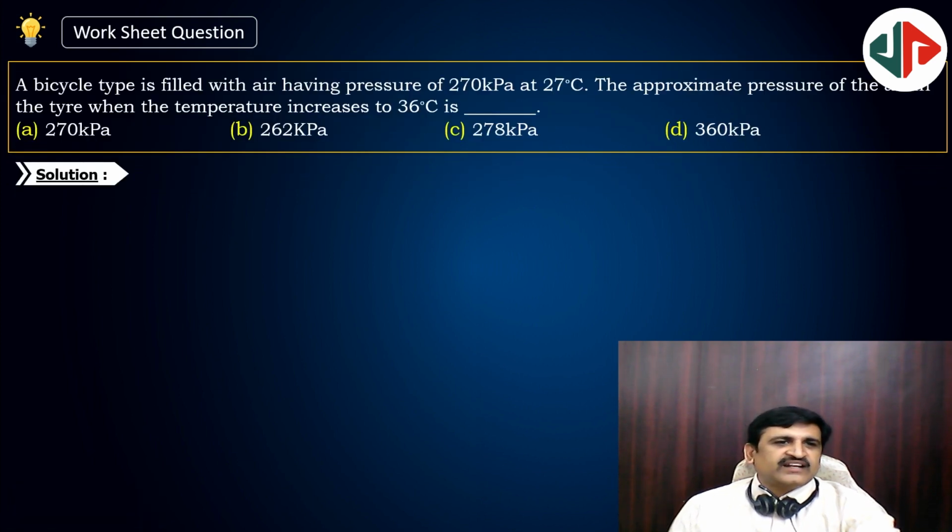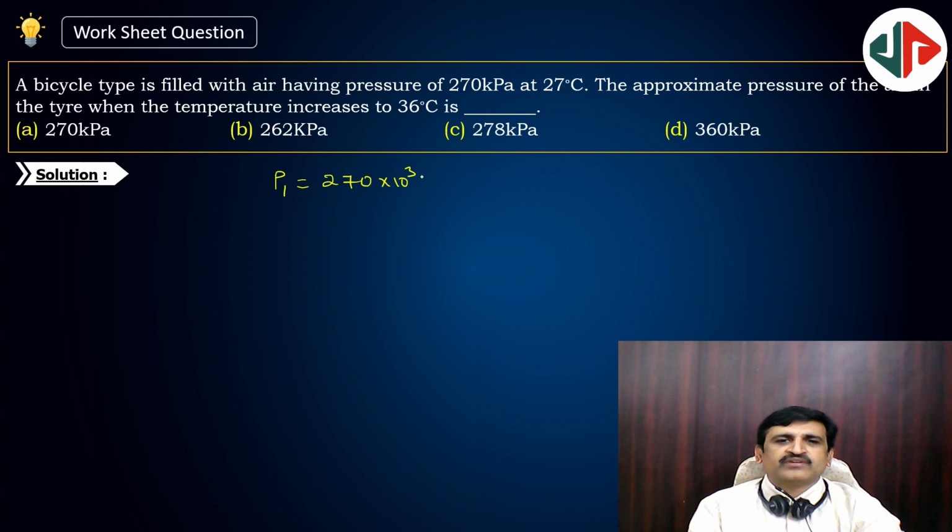A bicycle tire is filled with air at pressure P1 = 270 kilopascals, 10 power 3 pascals, at temperature T1 = 300 Kelvin. What is the approximate pressure of the air in the tire when the temperature increases to T2 = 36 degrees Celsius, which is 309 Kelvin? The difference is 9, so you add 9 here and time can be saved. He is asking for the pressure.